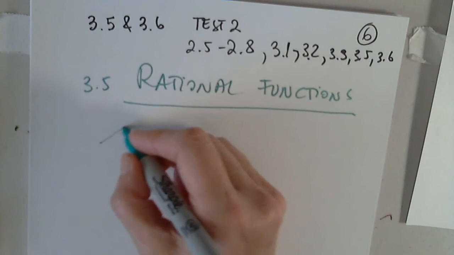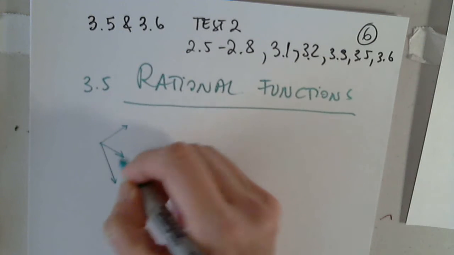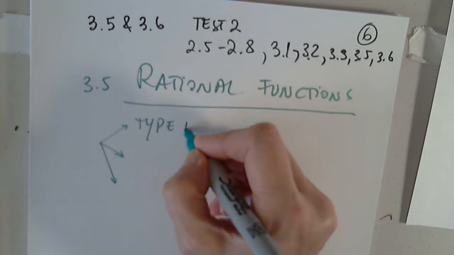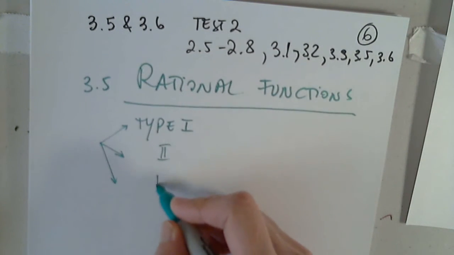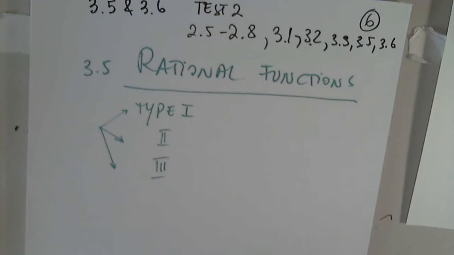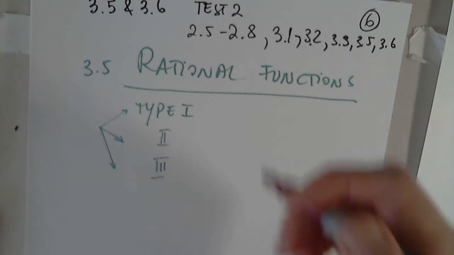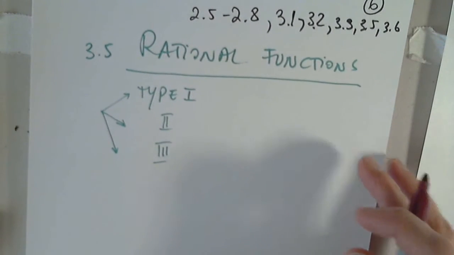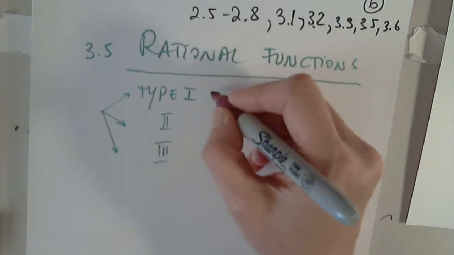So there are 3 different types that we can look at. Type 1, type 2, and type 3. No one calls them that way, so the book doesn't say that. I split them into 3 categories so I can summarize for my students what we're looking at here. I'm going to give examples of each, and then we're going to discuss the differences.